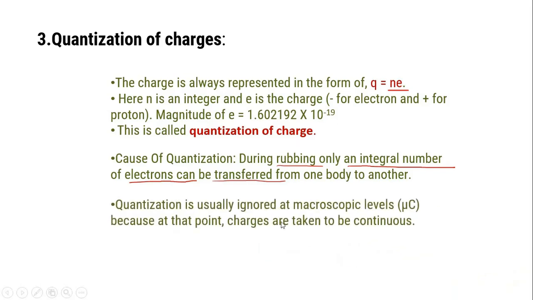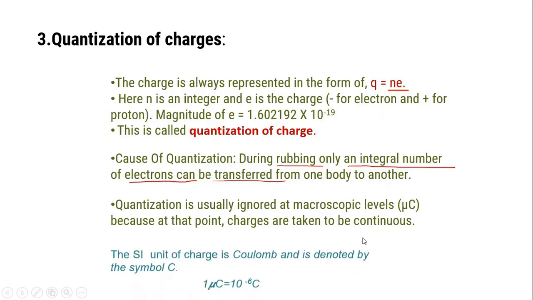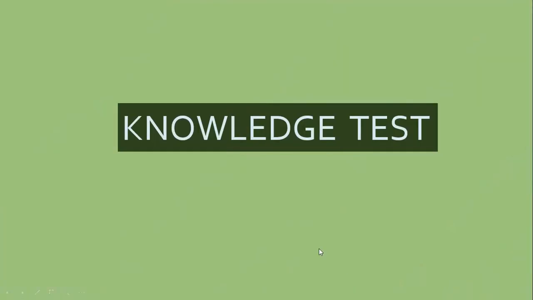Now quantization is usually ignored at macroscopic level, because at that point charges are taken to be continuous. Now what is meant by macroscopic level? That means at large level the charges are so continuous that this integral concept can be ignored, that is quantization of charge can be ignored and they can be treated as continuous. Now next, 1 microcoulomb is equal to 10 to the power minus 6 coulomb.